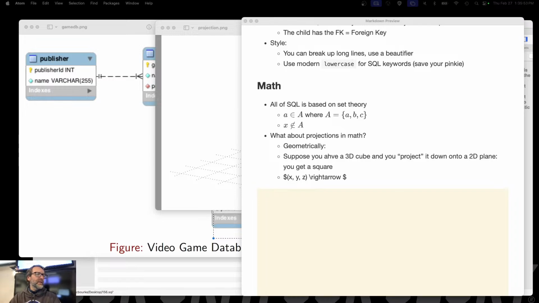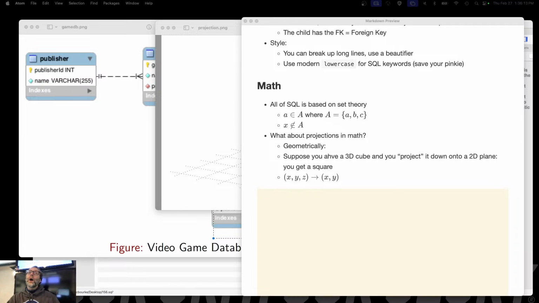Right arrow, x, y. There we go, now it's rendering, right? It just needed to figure it out. So you're taking x, y, and z, and then you're projecting it down onto x, y. You're taking away one of those dimensions. You're crushing one of those dimensions.